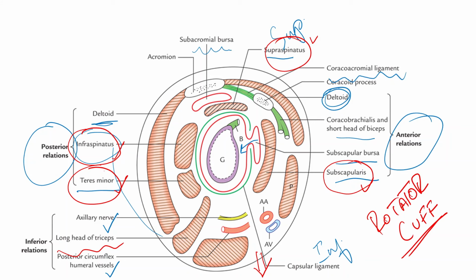Within the fibrous capsule, the joint is related to one tendon, that is the long head of the biceps. The long head of the biceps tendon makes up the relation of the joint within the fibrous capsule, as we can see over here. The B represents the long head of the biceps tendon.